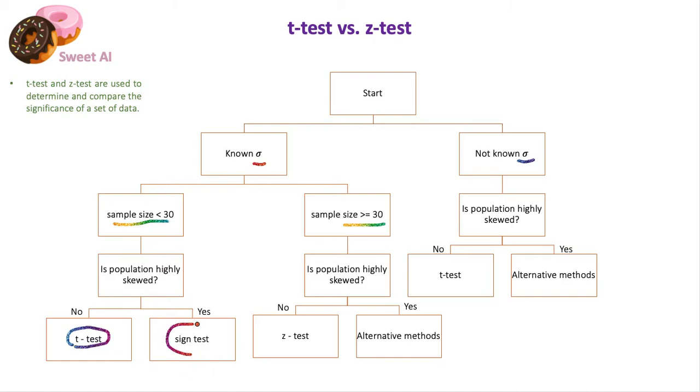And if it is skewed, we are going to use sign test. And if the sample size is bigger than 30, and if it is not skewed, if it is a normal distribution, we are going to use z-test, and if it is skewed, we are going to use alternative methods. And if we don't know the population sigma, like standard deviation, we are going to use t-test if it is not skewed, and if it is skewed, we are going to use alternative methods.